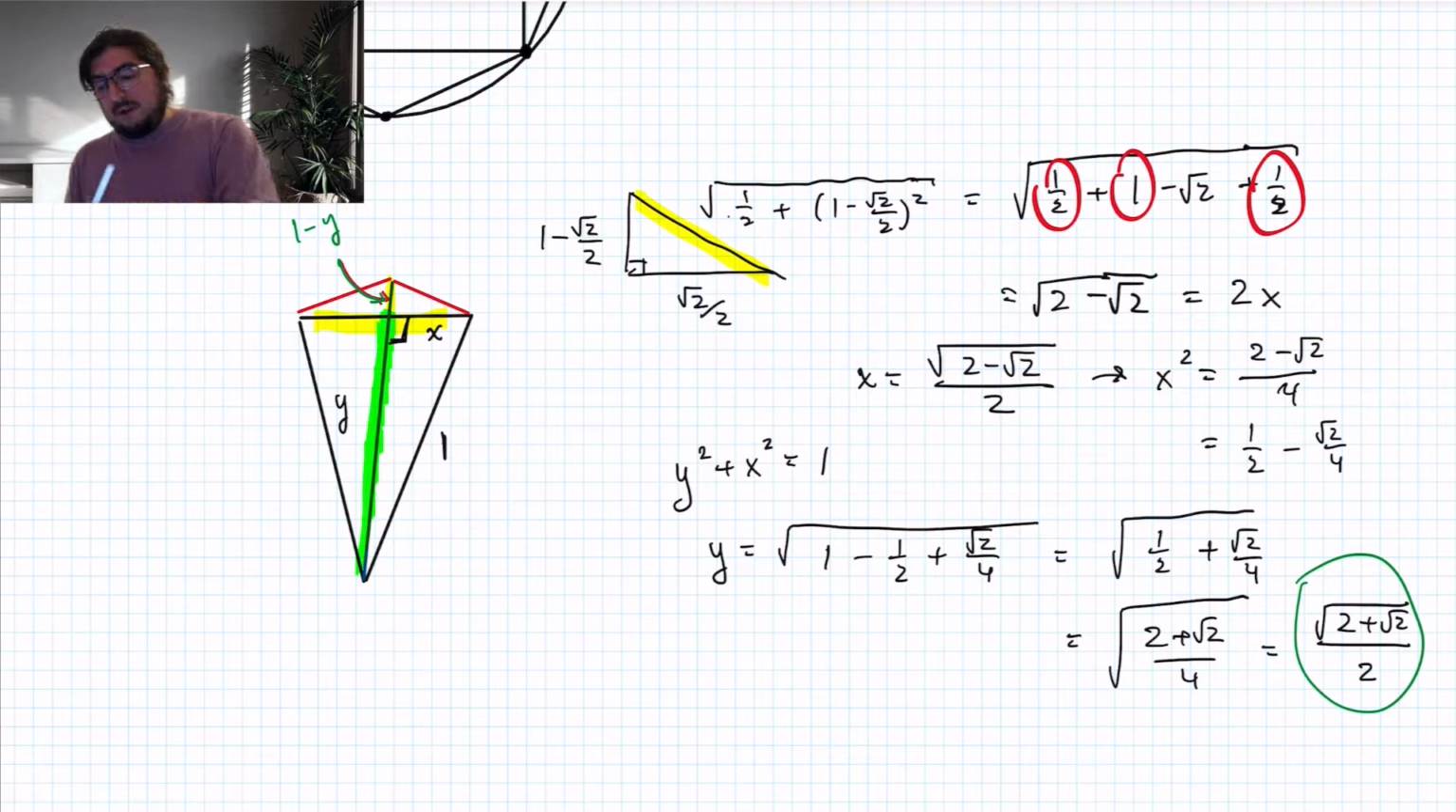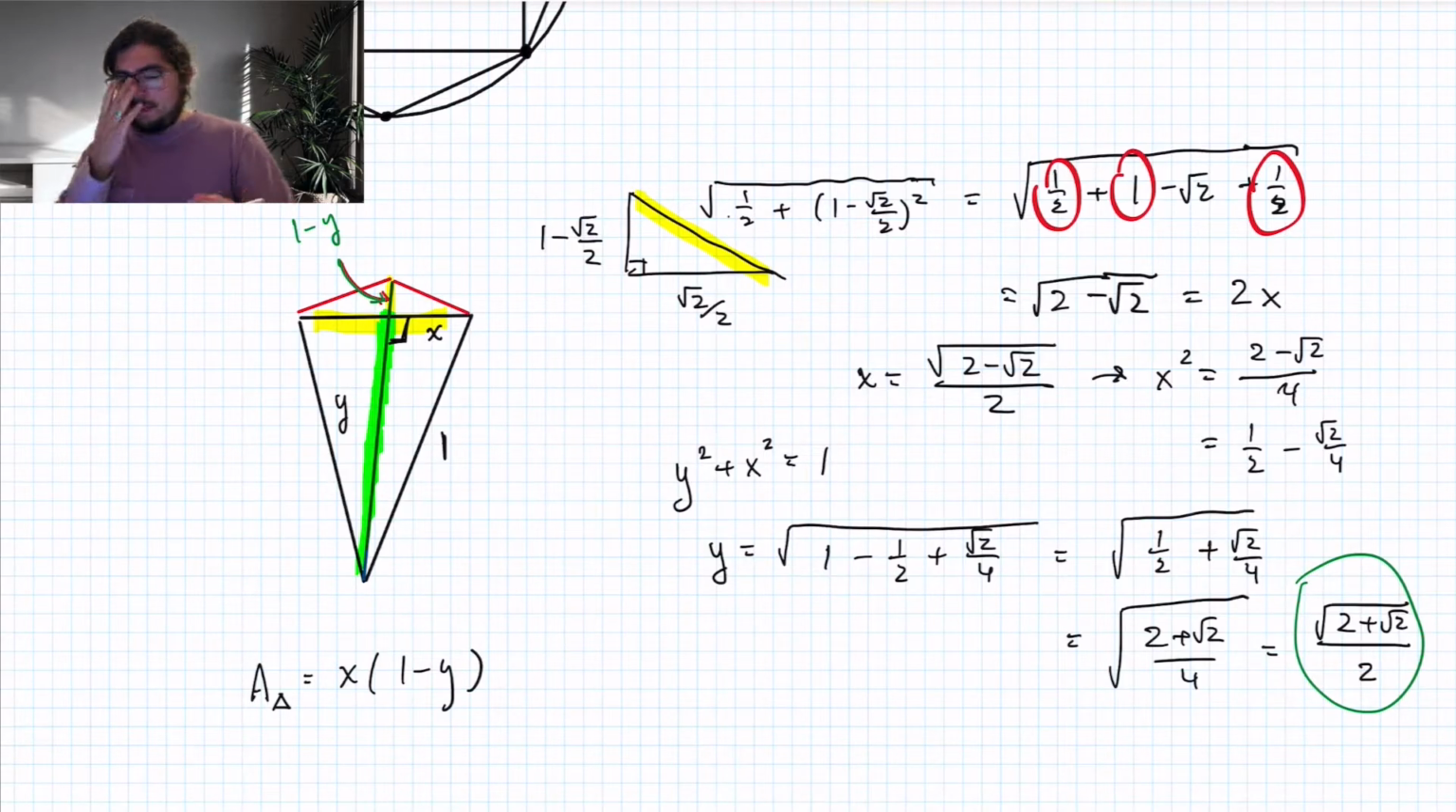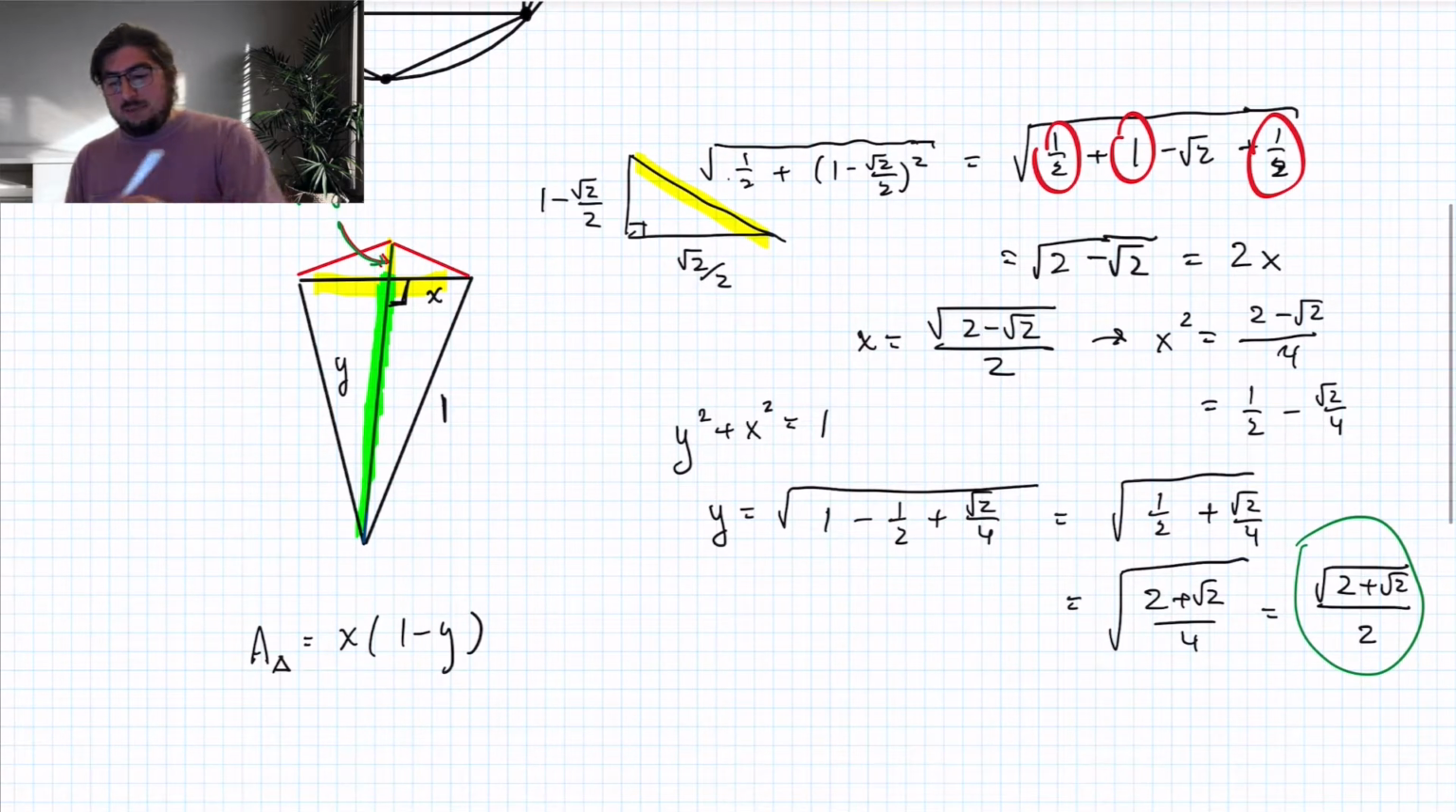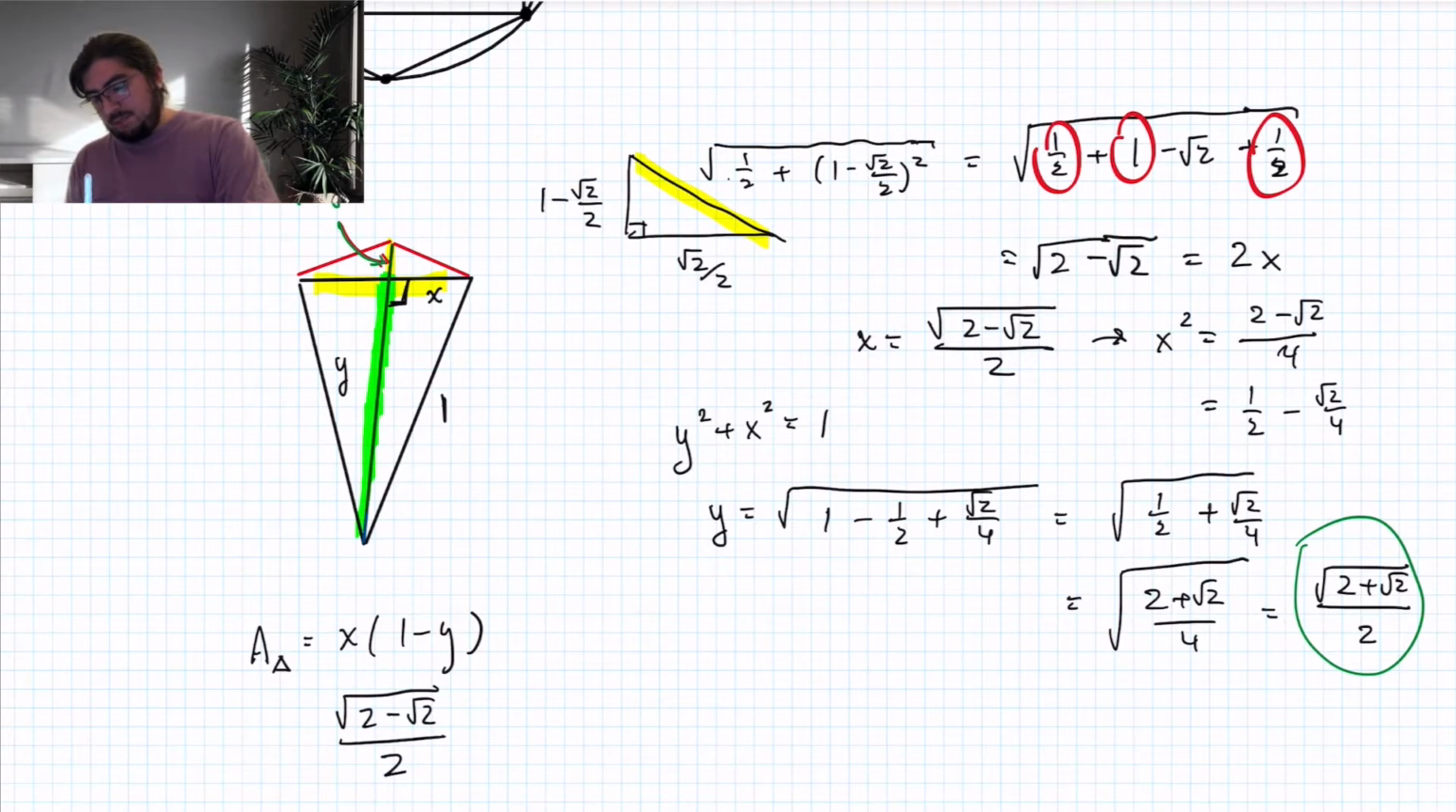So we now have found that the area of the triangle that we're trying to find, remember that's 1/2 base times height, which really is just x times 1 minus y, because x already is half the base, right? Now x we found out is the square root of 2 minus radical 2 all over 2, and 1 minus y is 1 minus this guy.